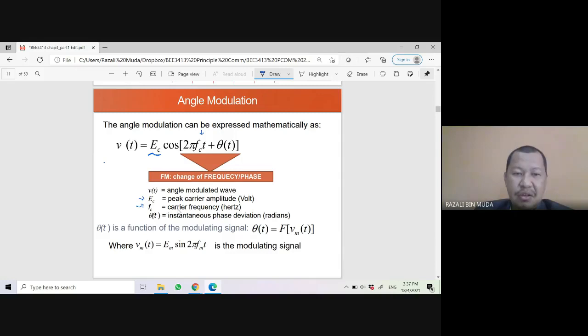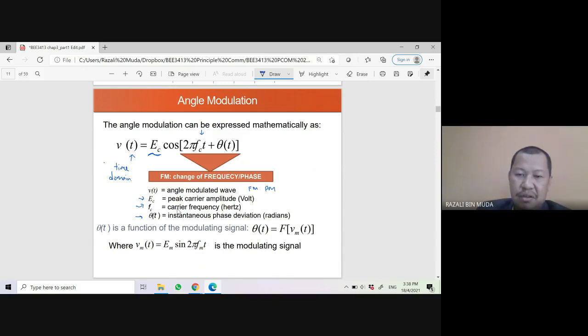V(t) in brackets is the angle modulated wave, or we call it the FM signal or the PM signal, in the time domain. So V(t) equals Ec cos(2πFc t + θ(t)). What is θ(t)? θ(t) is the instantaneous phase deviation in radians. θ(t) is a function of the modulating signal.